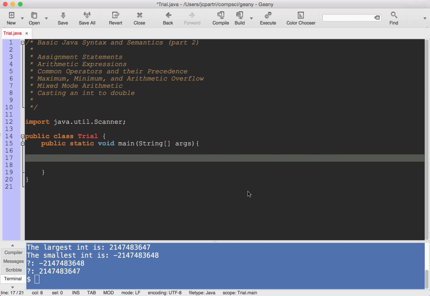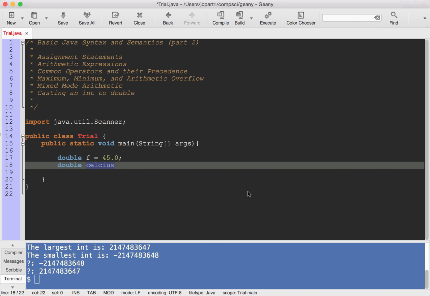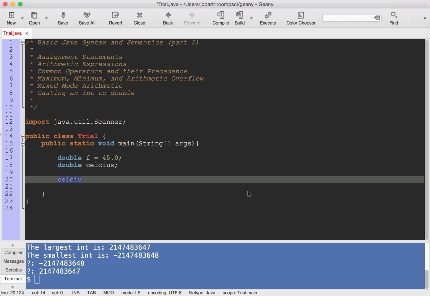Okay, we're almost there. So now we're going to talk about mixed mode arithmetic, which I really like because it's just so unexpected. Let's consider going back to the Fahrenheit equation that we worked with before. If you haven't worked with that problem, you can go back to the video which talks about converting Fahrenheit to Celsius. So, for example, I'm going to create a double F, which is 45 degrees Fahrenheit, and a double called Celsius, which right now I'm going to declare, but I'm not going to initialize. And what I'm going to do is I'm going to use the formula. Now the formula is 5/9 times Fahrenheit minus 32.